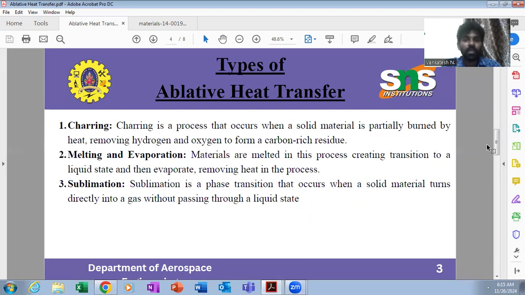The types of ablative heat transfer begin with charring. Charring is a process that occurs when a solid material is partially burned by heat, removing hydrogen and oxygen to form a carbon-rich residue.